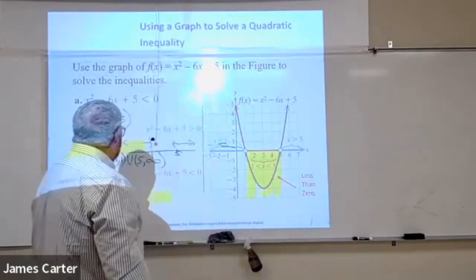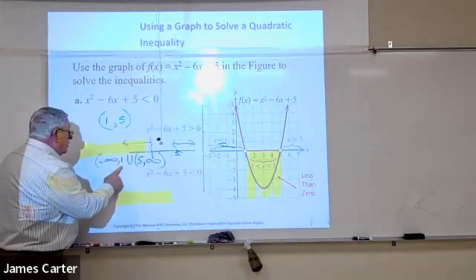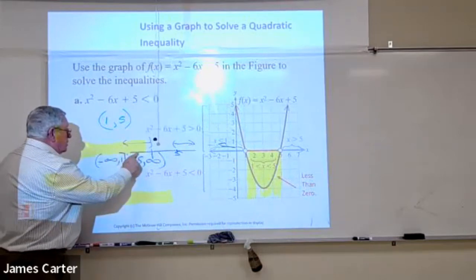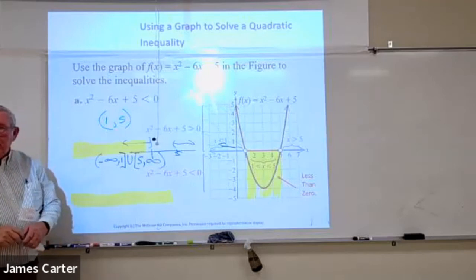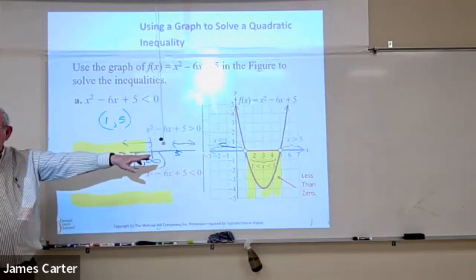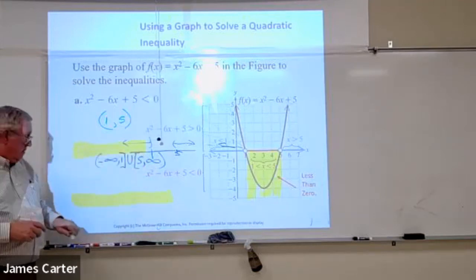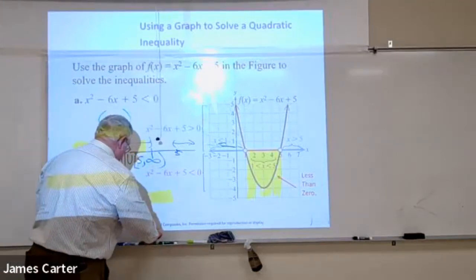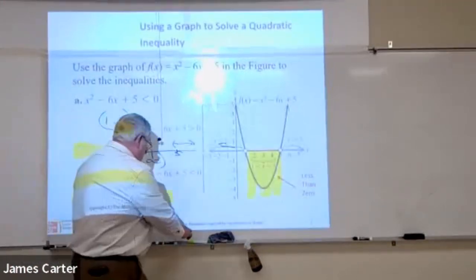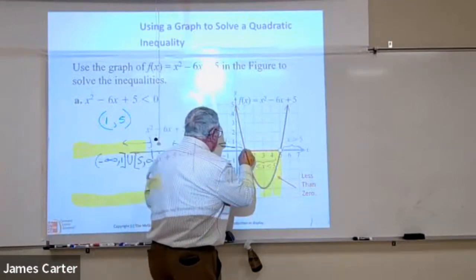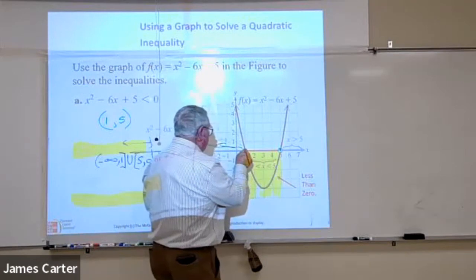Okay? If they've got an or equal, then we would have to change these to brackets. Because then the point that is on the line would be included. So if there were brackets, the only difference is we would include the 1 and the 5.